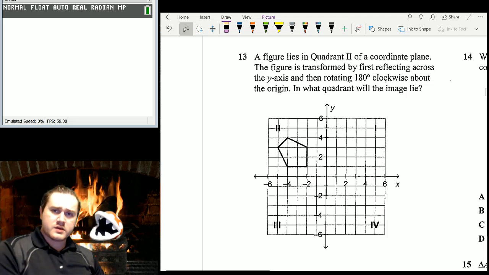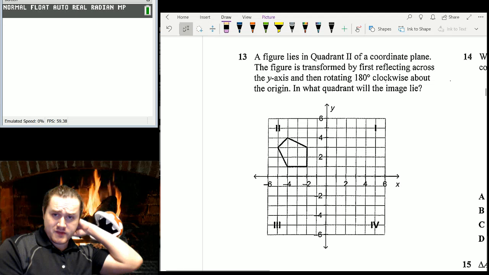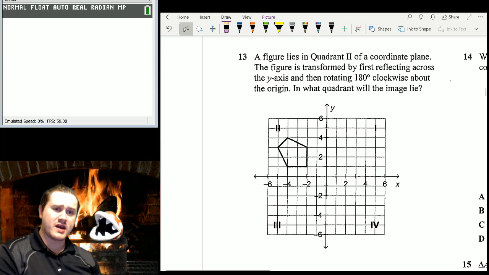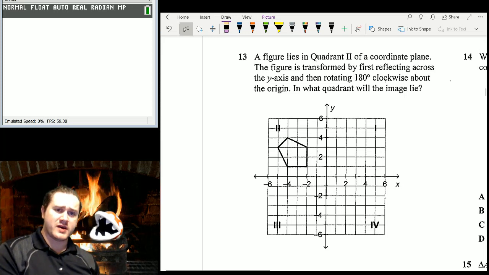Alright, so now we're going to continue on with part 2. We're going to start off on number 13. It says a figure lies in quadrant 2 of the coordinate plane. The figure is transformed by first reflecting across the y-axis and then rotating 180 degrees about the origin. What quadrant will the image lie?